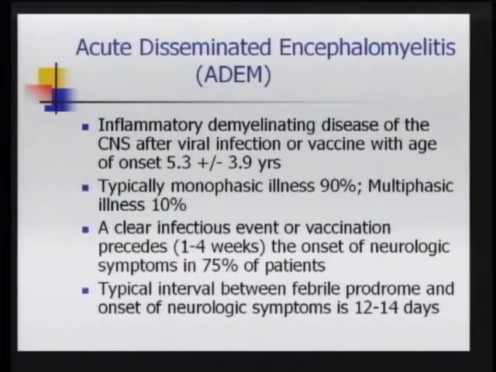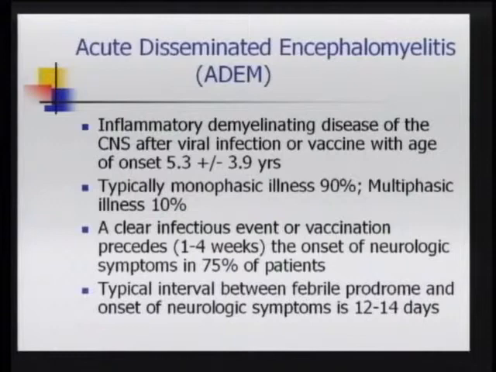Now, let's contrast that with acute disseminated encephalomyelitis. This has been gone over before, but I'll just reinforce it. This is an inflammatory disease that strikes younger children. A typical age of onset is about 5 years of age, and it's a monophasic illness in 90% plus of patients. And there's some sort of infectious event or vaccination that occurs about 1 to 4 weeks prior to the onset of neurologic symptoms in about 75% of the patients.